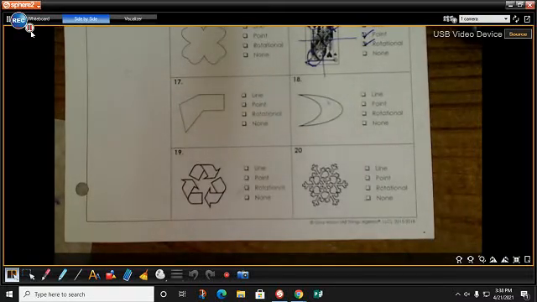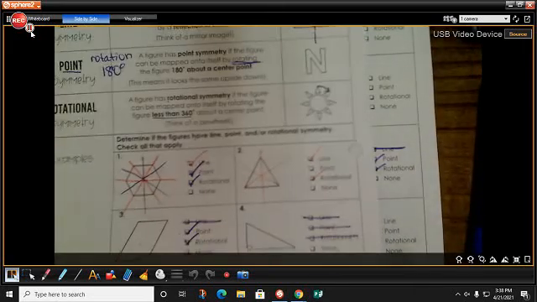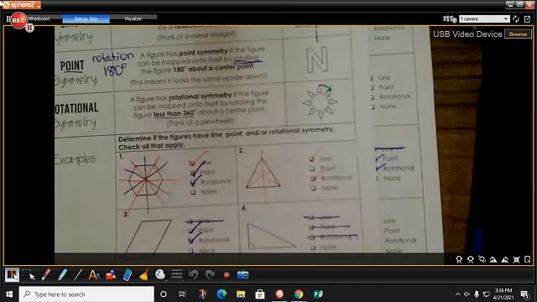All right, team, so we've talked about our symmetries, we've talked about scale factor and dilations. Go forth in geometry, and we'll see you next time.